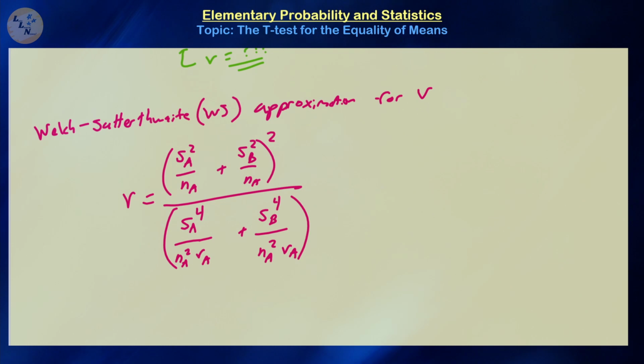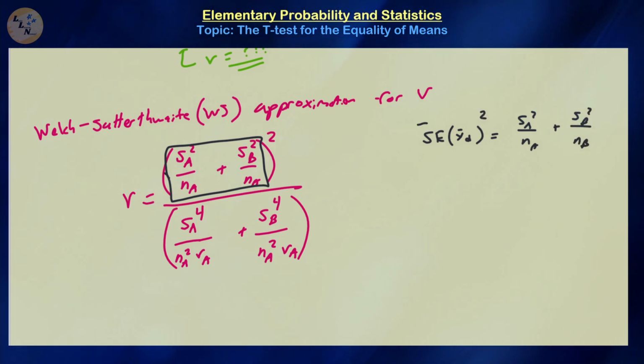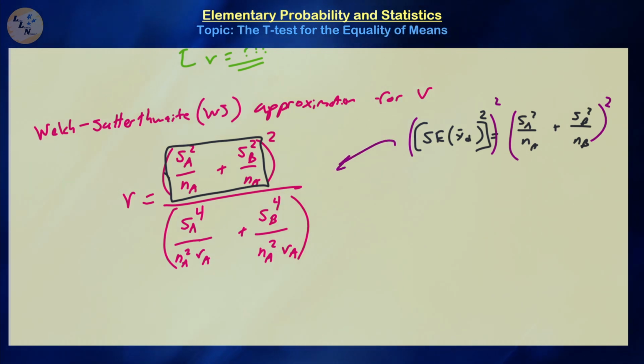Oh, also before we get into a brief analysis of it, this top thing inside the bracket should look vaguely familiar to you. That's the inside of the square root of the standard error of the estimate for x bar d, right? So remember, SE of x bar d is going to be equal to the square root of S_A squared over N_A plus S_B squared over N_B, right? So if we don't write the square root on it, we're just going to get that. So if we square both sides of that, we get the top of this degrees of freedom formula. So technically, that's just the standard error to the power of 4. So we can actually just write that here.